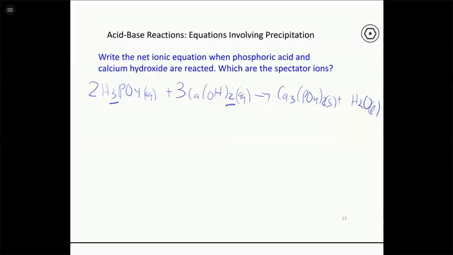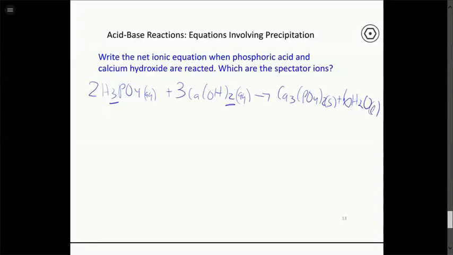So we need the H plus and the OH minus to be balanced. So we have to put a coefficient of 2 here, a coefficient of 3 here. That's as complicated as the coefficients we'll ever get for an acid-base reaction, so it doesn't get any more complicated than this, 2s and 3s. And then if we look at the product side, we have our ionic compound is already balanced, 3 calciums, 2 phosphates, but if we're combining 6 H pluses with 6 OH minuses, we're going to make 6 H2Os.